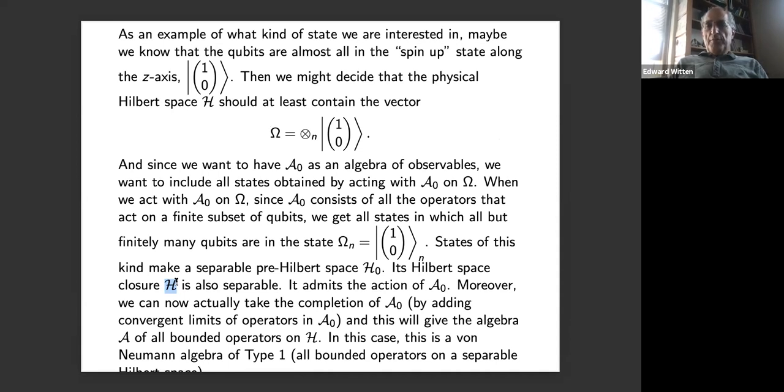So that was an answer that made sense and tells us how to proceed, if the states we're interested in are states where almost all the spins are up, in the Hilbert space sense. And that's not literally all but finitely many spins are up, but every state can be approximated in the Hilbert space sense by states where all but finitely many spins are up. If that's what you're interested in, then that tells you how to complete your algebra and also what Hilbert space you want.